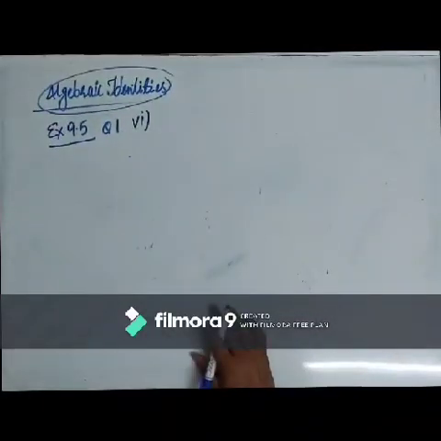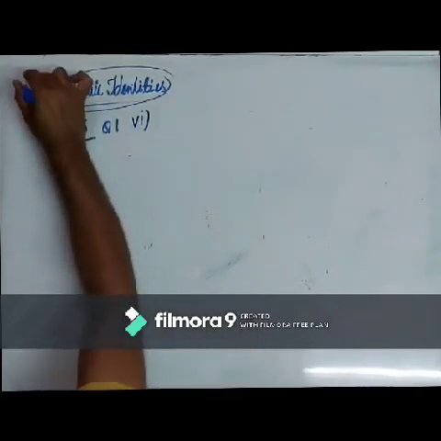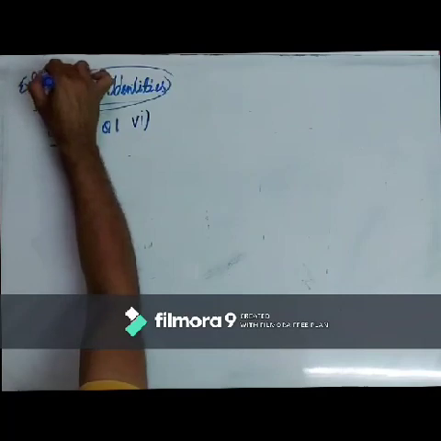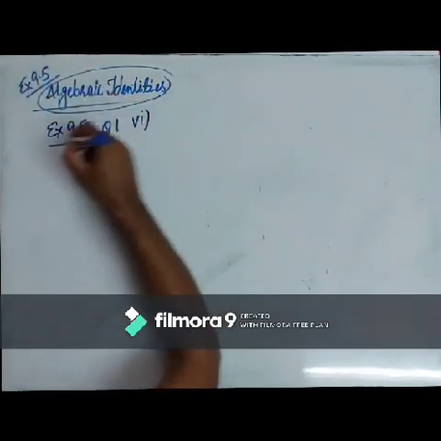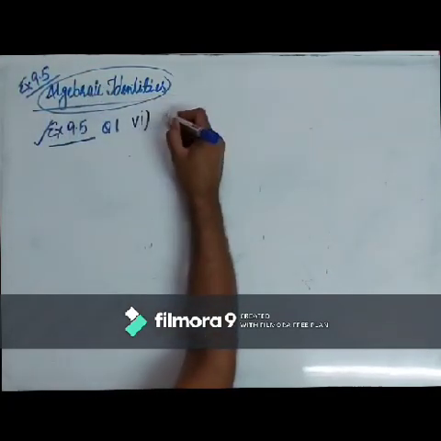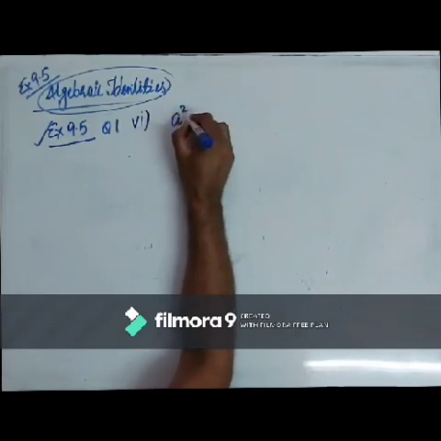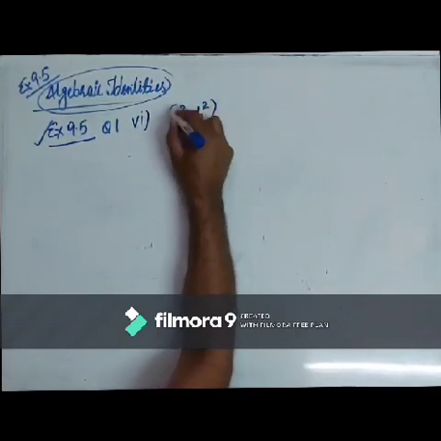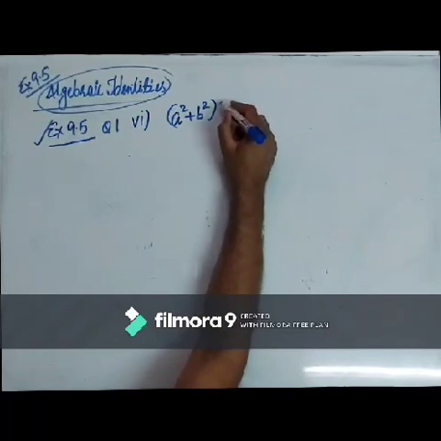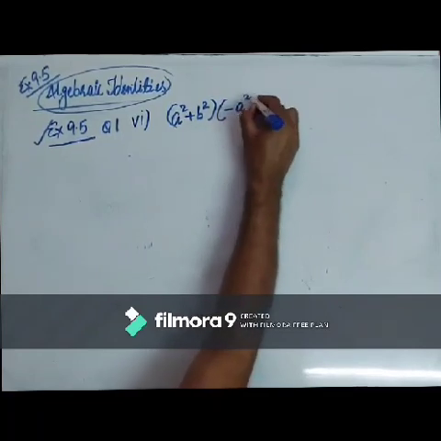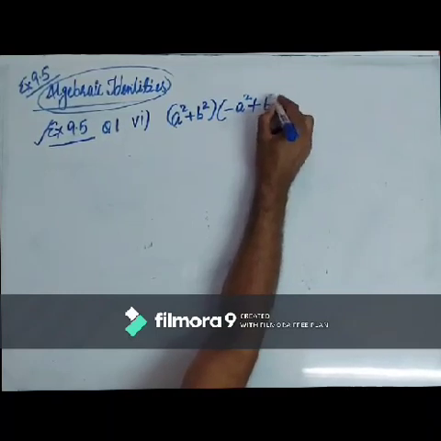Next question I'm taking is question number 1, part number 6. All other questions are easy. Question number 1, part number 6, Exercise 9.5. Yeah, this one. Exercise 9.5, part number 6. So this is (a square plus b square) into (minus a square plus b square).